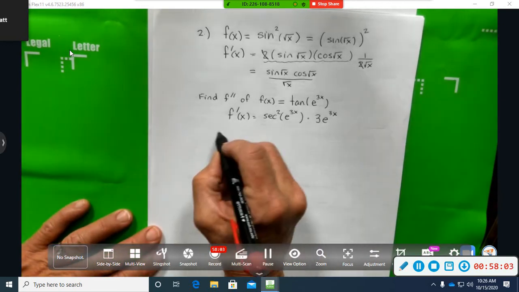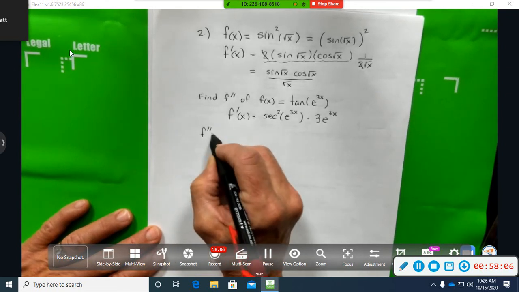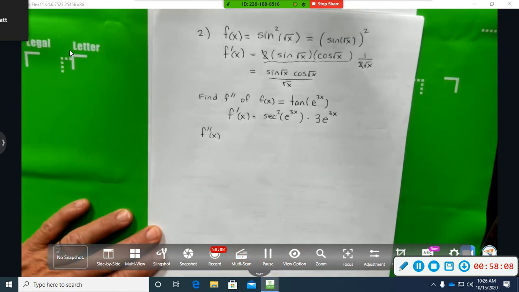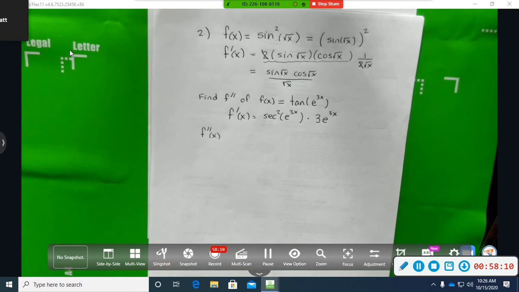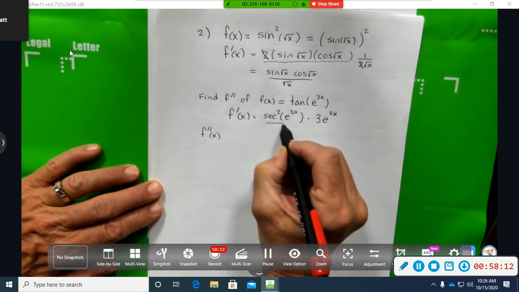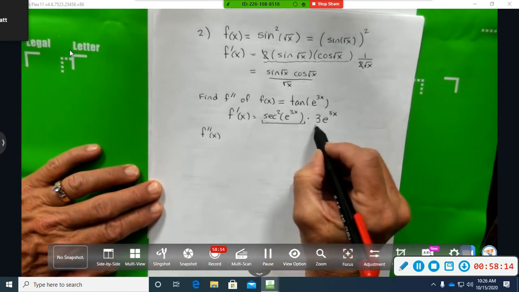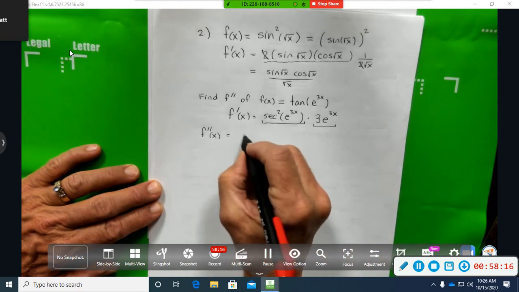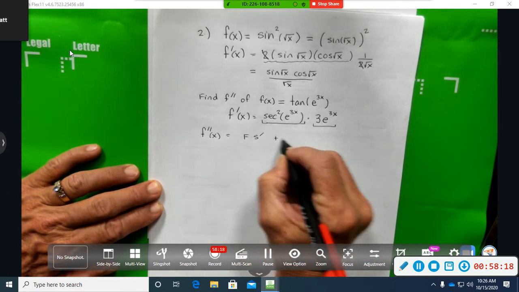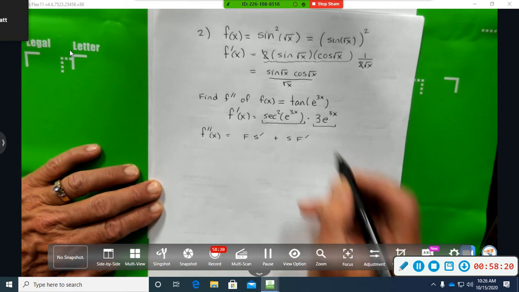So with that in mind, what's your plan for the second derivative? Product rule. We've got a first term and a second term. So you're going to do the first times the derivative of the second plus the second times the derivative of the first.